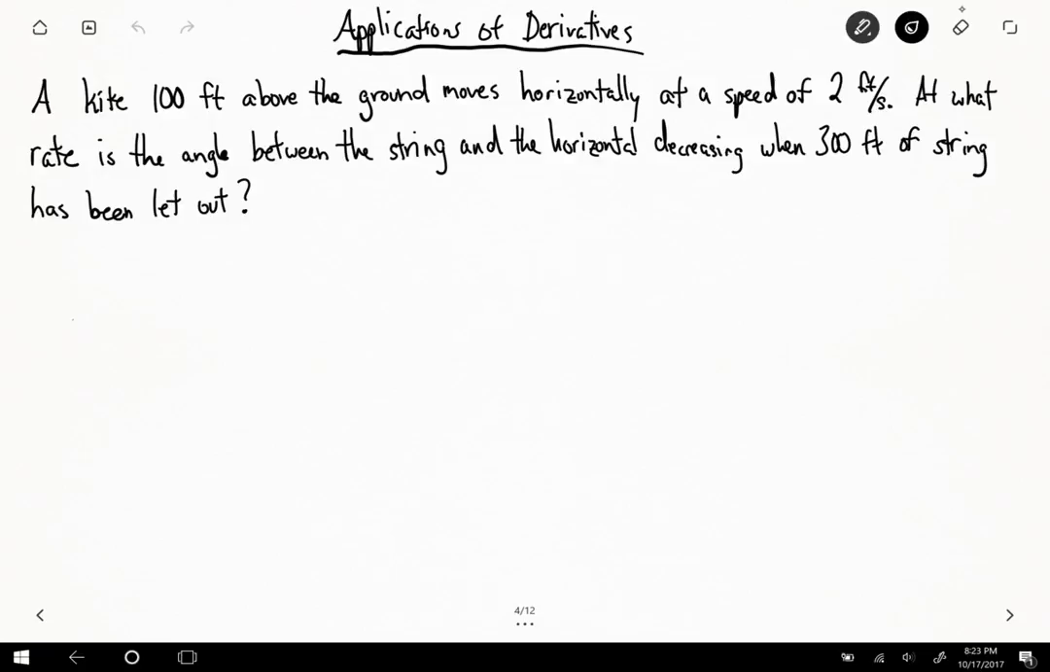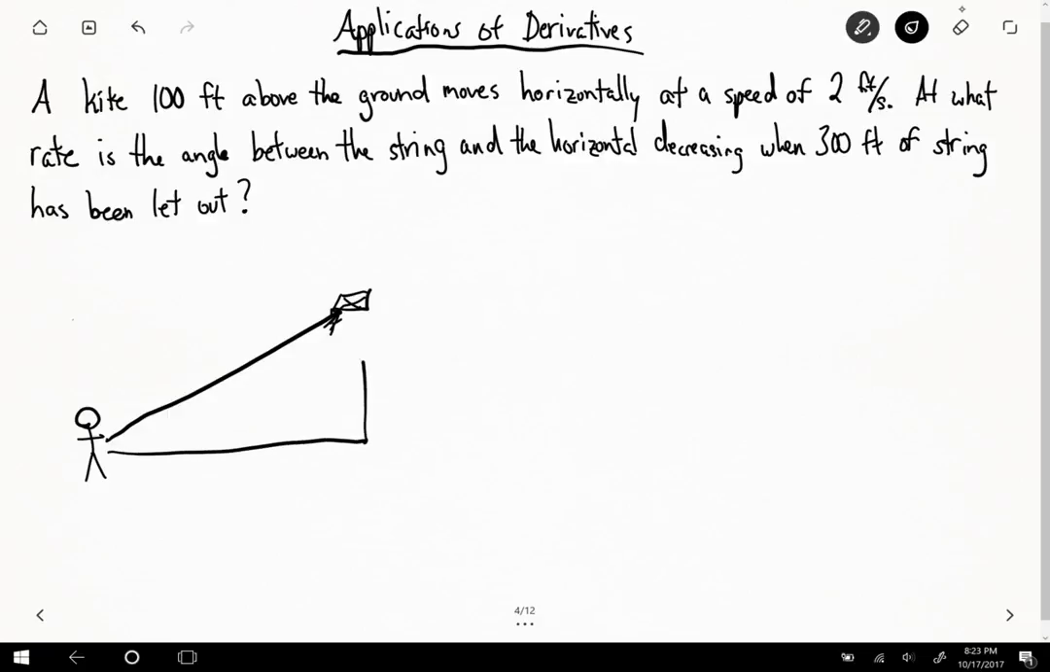Okay, so you're going to see a beautiful drawing here. This is like Picasso all over again. So here's a person, and then here's some kite up here. See, beautiful, I told you. And you can have your little streamers or whatever. So what we're doing is we know that this makes a right triangle.